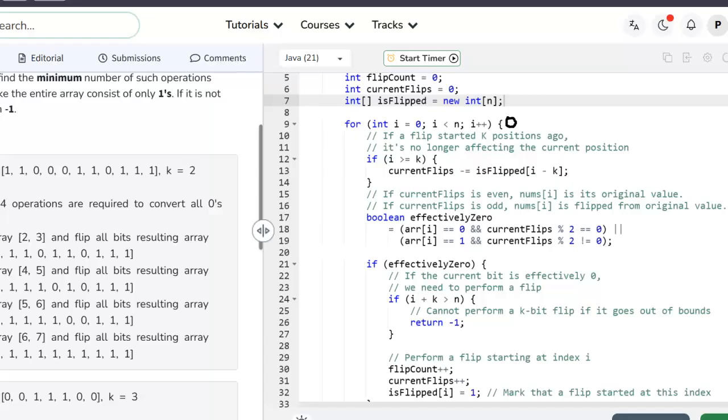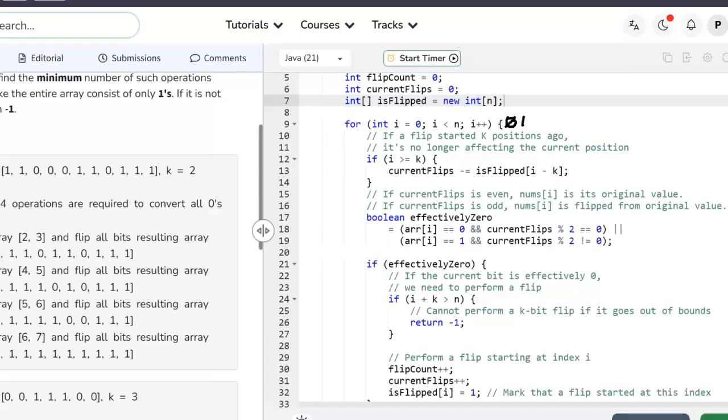All right. Effectively 0. So that means either the digit that we're looking at is 0, or the digit that we're looking at is 1, and we've done an odd number of flips within the current window. So let's take a look at that. Effectively 0. In this case, does the array equal 0? No. Does it equal 1? Yes, but we don't have any current flips. So effectively 0 here is false.